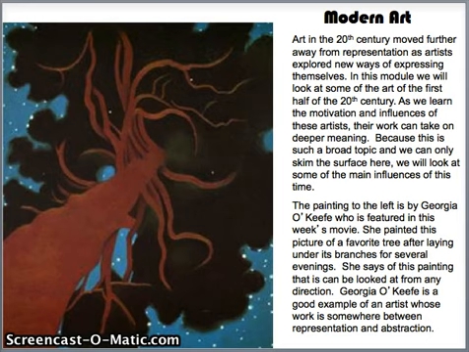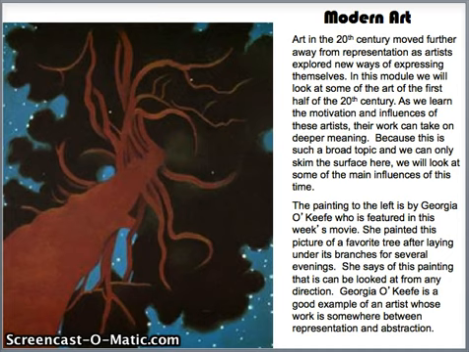The painting to the left is by the artist Georgia O'Keeffe, who's featured in one of this week's movies. She painted this picture of a favorite tree after laying under its branches for several evenings. She says that this painting can be looked at from any direction. Georgia O'Keeffe is a great example of an artist whose work is somewhere between representation and abstraction, and there's a bit of symbolism in there as well.